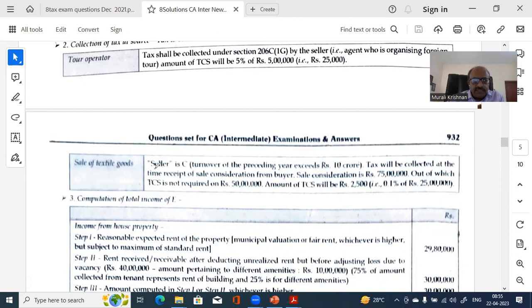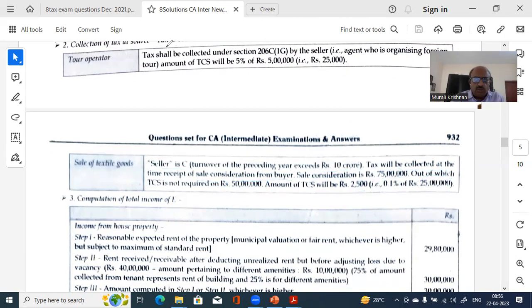The next part is C, seller, C, turnover is 10 crores, exceeds 10 crores. Tax will be collected at the time of sale consideration from the sale. Why? Because the buyer is not attracted by 194Q. That's why. So 75 lakhs is total sale, out of which 50 lakhs is not required. Only on the 25 lakhs extra, 0.1% will be applicable. So these are rates that you need to remember.